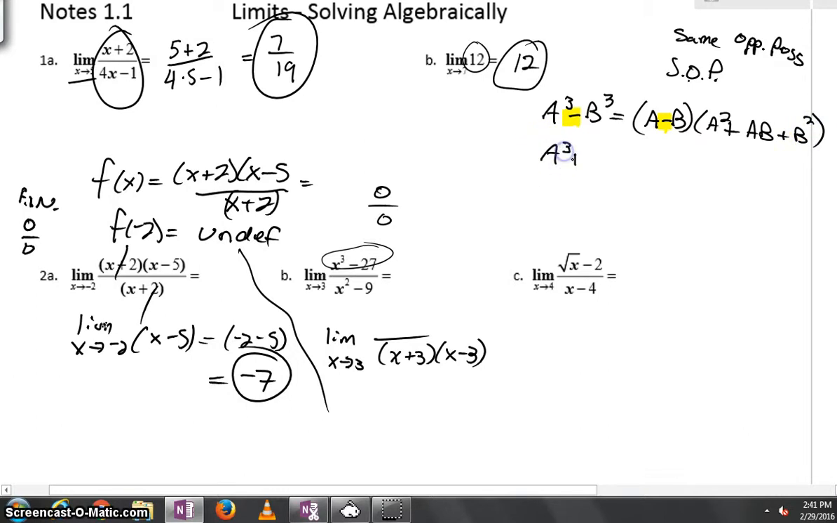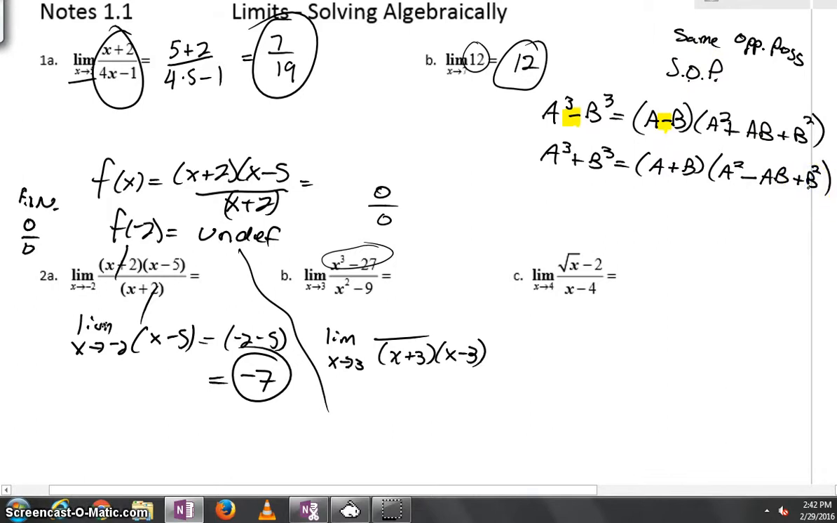Using that principle, you can also remember how to factor a sum of cubes. Help me out. What do you think? A plus b, same. Then I'll go a squared, guess what? Minus, that's your opposite, minus ab. Then you finish with a plus b squared.